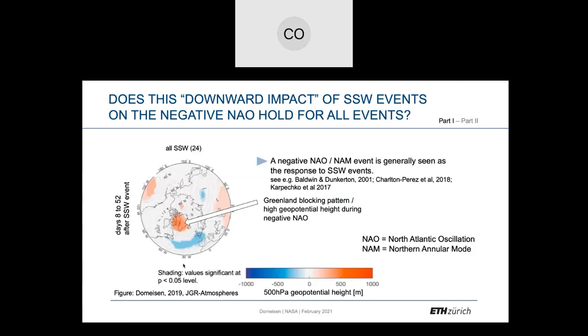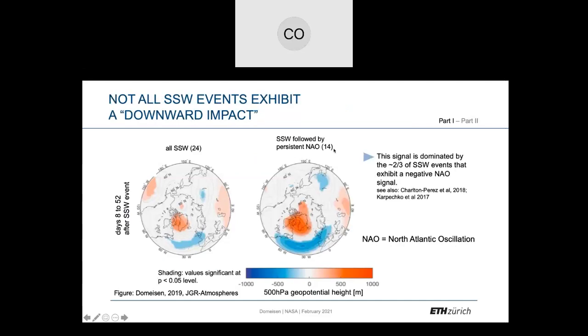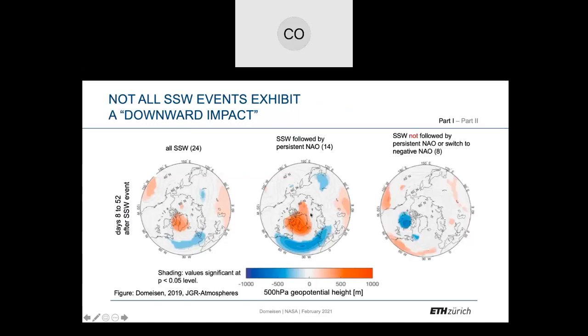But this composite is actually made up of different events. About 2/3 of the events really show that negative NAO. These are these events, and as you can already see, these are contained in all the sudden warmings. You can see for these, the response is much stronger. But then, if you look at the remaining events, those actually have almost the opposite response, and certainly not what we see here. So basically, about 2/3 of the events really show that negative NAO response that we would expect, the cold over northern Eurasia. But about 1/3 of the events don't actually show that.